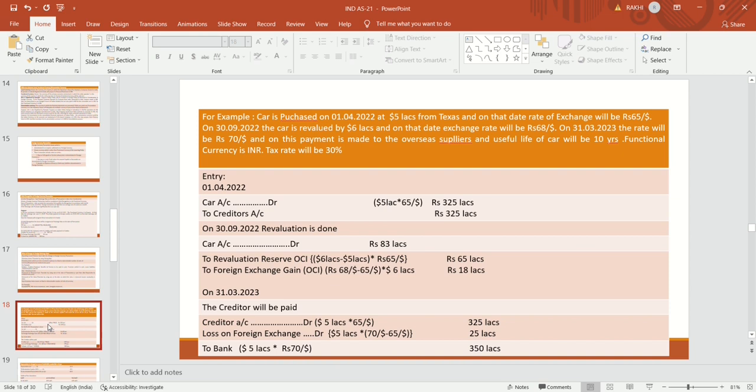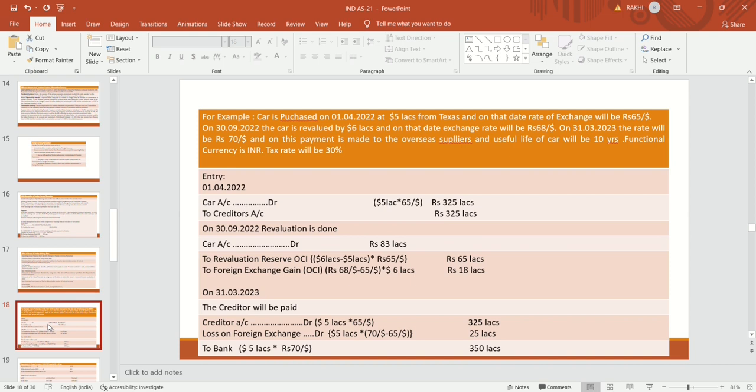So it is an asset, it's a non-monetary item. So how will we do it? Firstly, we will pass the initial entry, that is on 1st April when the company purchases a car, then it will debit the car by $5 lakh multiplied by the exchange rate of rupees 65 per dollar, which determines 325 lakh rupees, and they will credit the creditor account because the liability is not settled immediately.